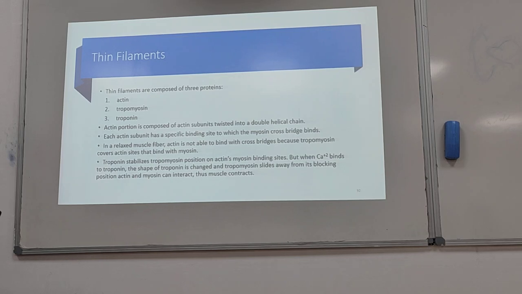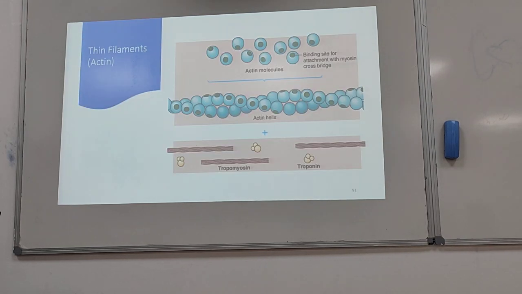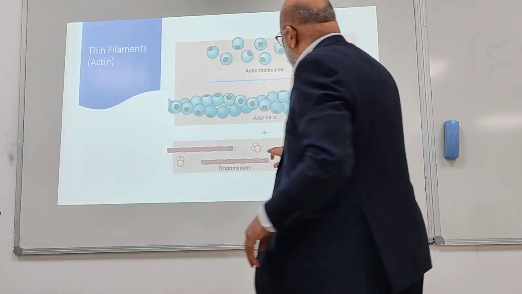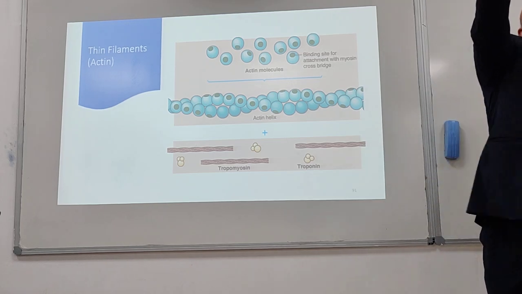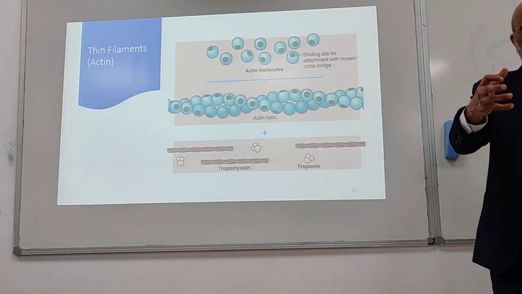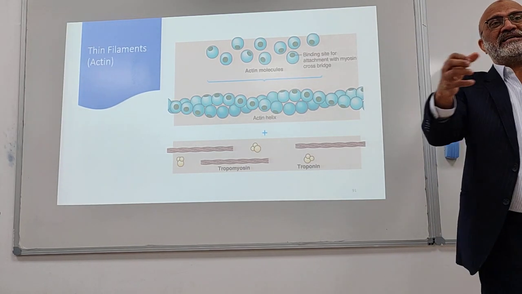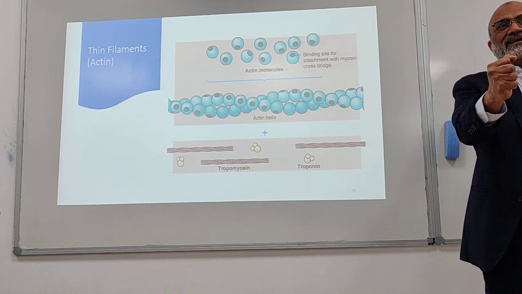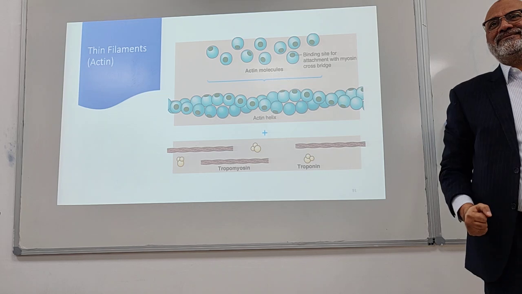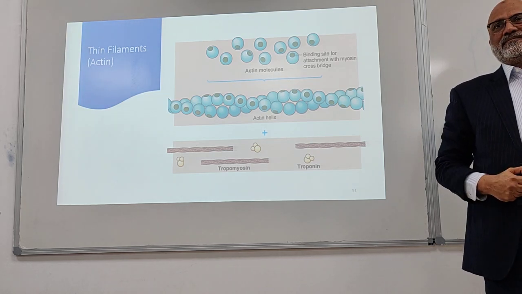Troponin stabilizes tropomyosin. What is the function of troponin? Troponin keeps it in place. I will tell you a very interesting thing, but this is not in your syllabus, just see it. This is the boy sitting behind you, and he holds him so that when they try to meet each other, he does not leave. You understand? His function is to hold him, support him.